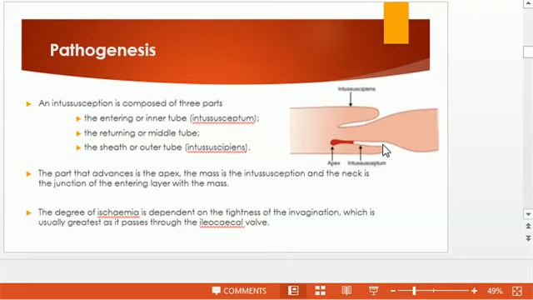Now, the degree of ischemia is dependent on the tightness of the invagination, which is usually greatest as it passes through the ileocecal valve. That is the constriction point, when it passes through the ileocecal valve. So that may lead to ischemia of the gut.